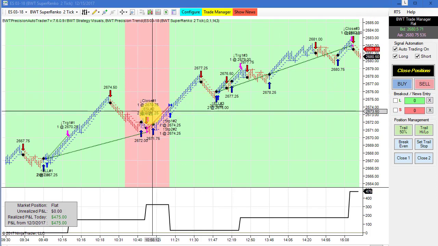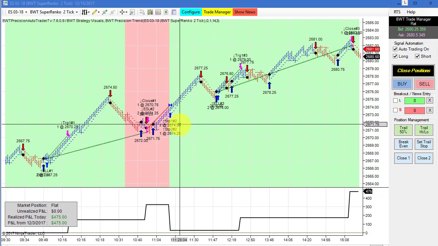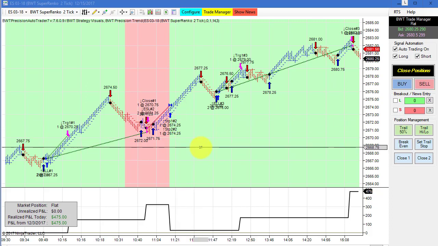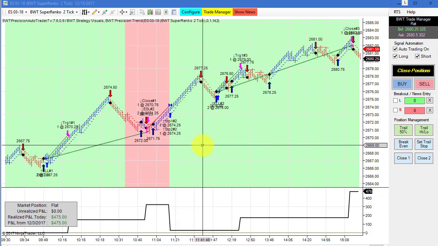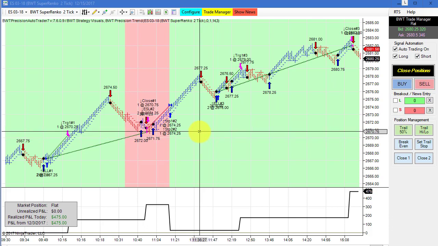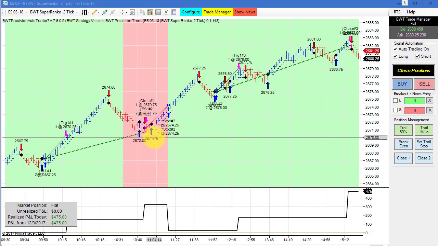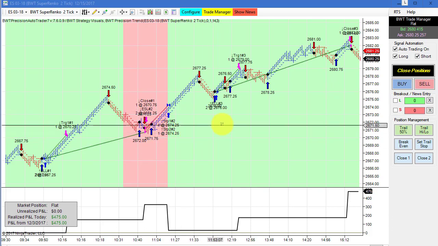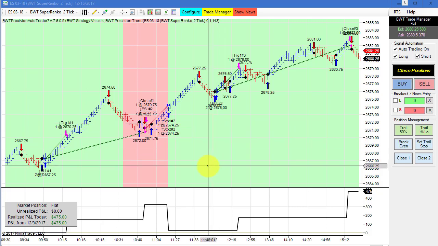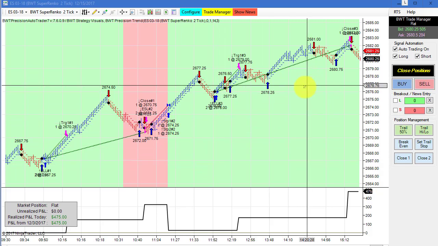Next up is the E-mini S&P Superenco 2 tick with a 4 tick higher time frame, and this did 475 for the day. This too has been a pretty consistent performing chart, and it achieved this on just a couple of trades, 3 trades perhaps.